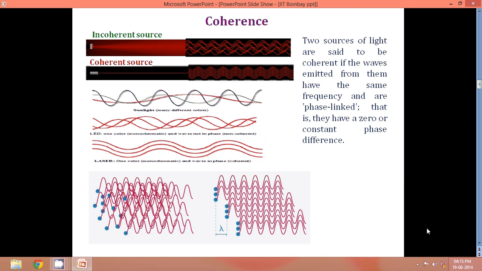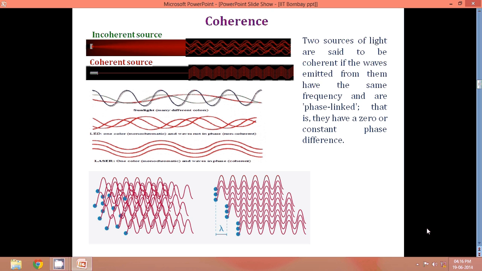Now look at these figures. In the first figure, there is no phase relation between the lights emitted by the source. Each wave is coming out at its own phase, and thereby they are propagating in such a way as not to maintain a constant phase difference. But in the latter case, all the waves are maintaining a constant phase difference.